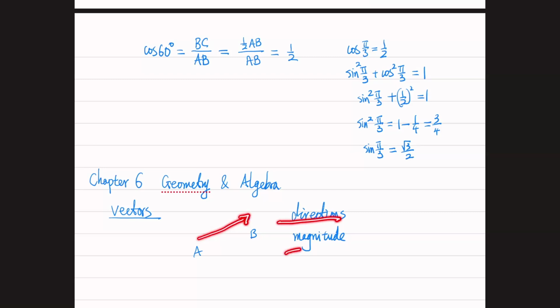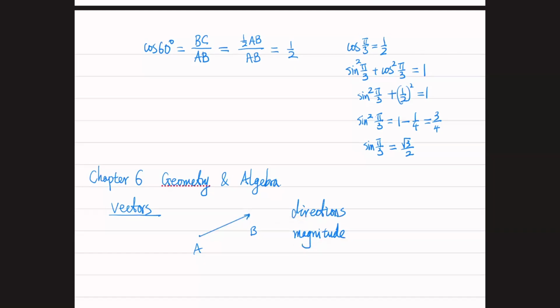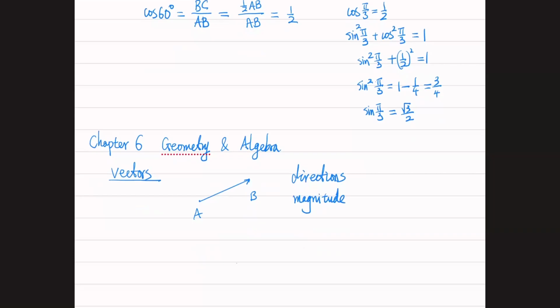If two vectors have different magnitudes, so we have one vector here and one vector there, they have the same direction but a different magnitude. So they are different vectors. We also use notation. Sometimes we write A, B with an arrow on top of it to indicate this is the displacement from A to B.